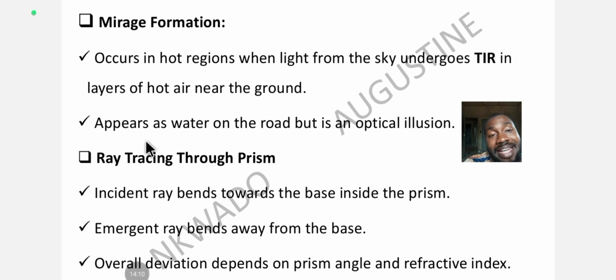It's an illusion. It appears as water on the road, but it's an optical illusion. It is not real. You see it from afar as if the road is wet, you understand, but the road is not wet. So that's mirage, okay.